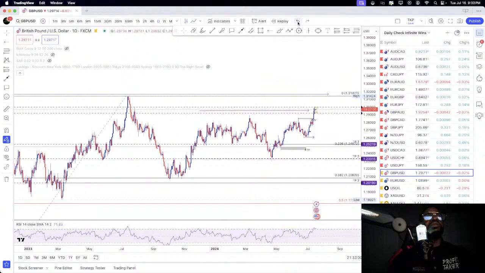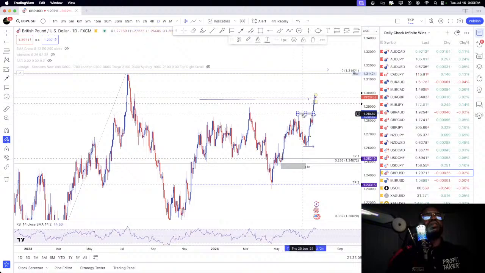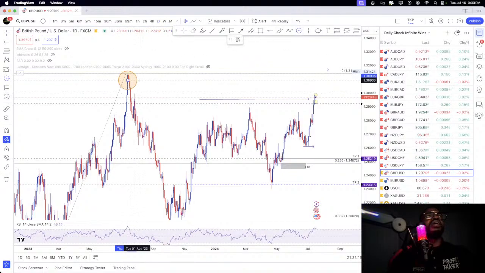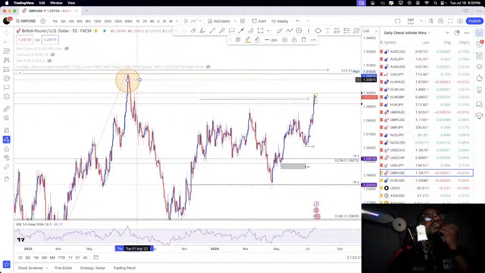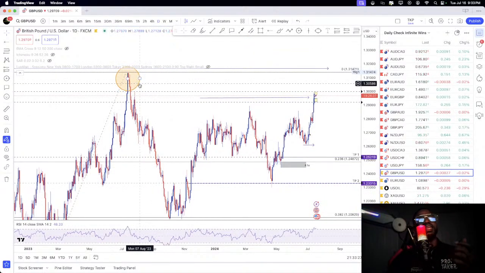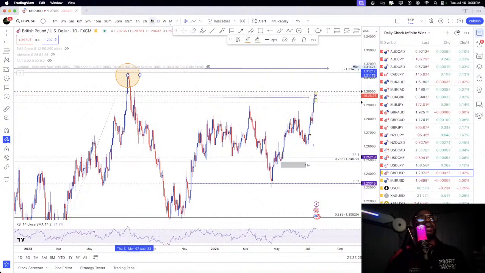Oh, did that get played? I don't think it did. Alright, so from here, let's get rid of this extra stuff. I want to see what's going on right here in this area on a smaller time frame. So this is a daily chart. So I'm just going to slowly scale down to see if there's anything of interest right up here at the highs.